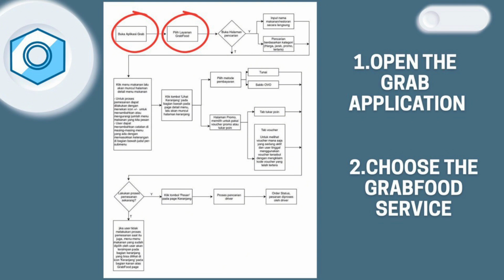So in the XOR process systems, once the application is open, the user can choose from multiple services such as GrabCar, GrabExpress, or Grabfood, and so on. However, the user can only choose one service at a time. For example, they cannot choose GrabCar and Grabfood simultaneously in the same transaction.